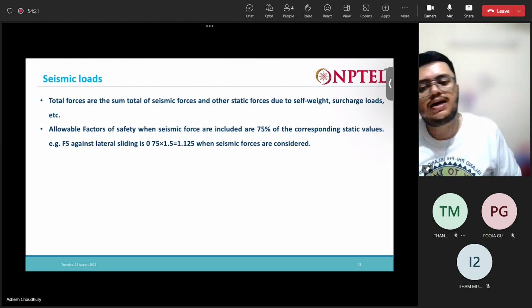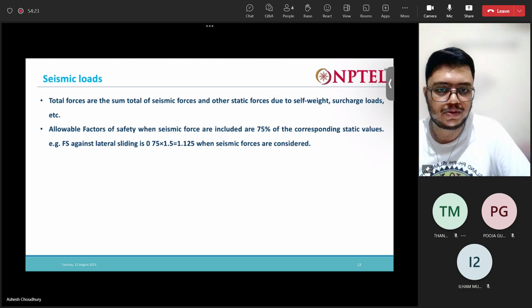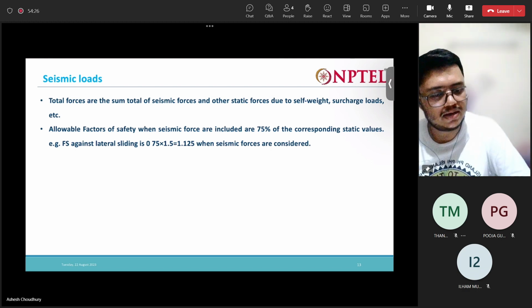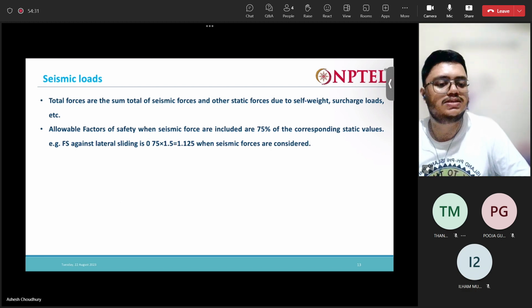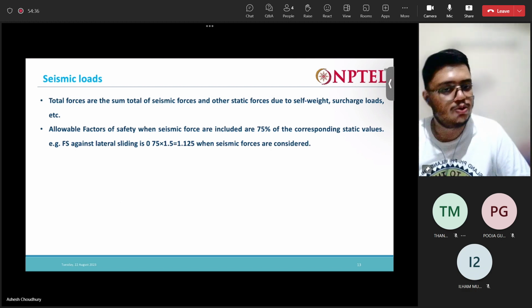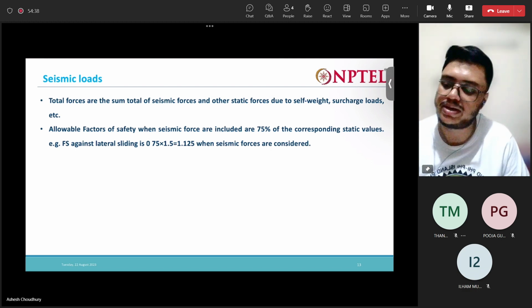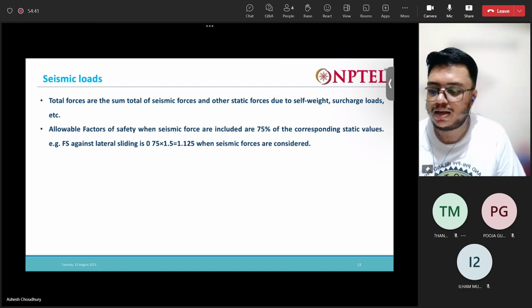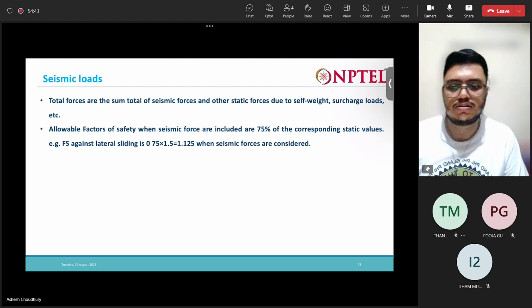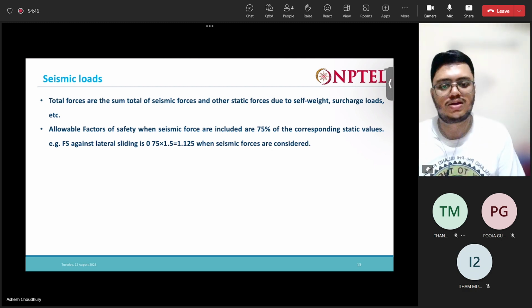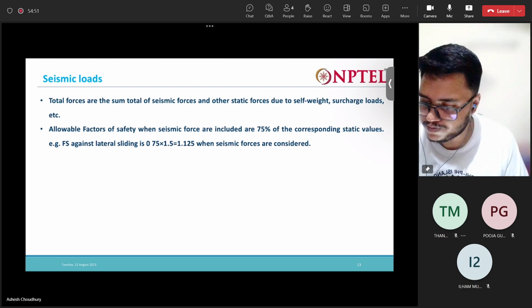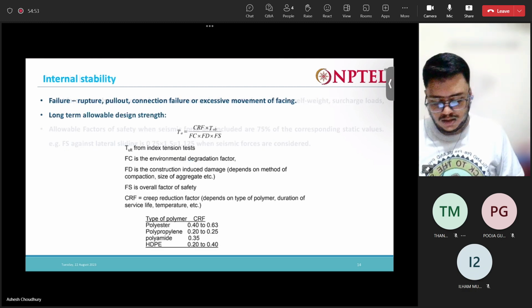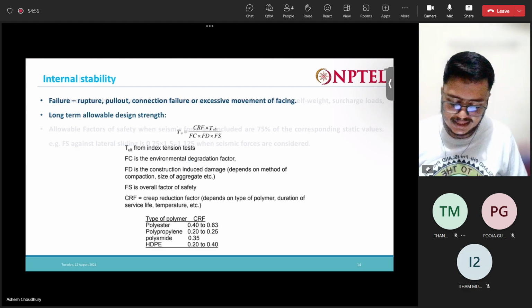And when we include the seismic forces, we can reduce the criteria for factor of safety by 75%. So say in general the factor of safety criteria for sliding was 1.5, but if we use these seismic forces, we can reduce that by 75%. So our factor of safety can be 1.125. Okay, it should be greater than 1.125, right?